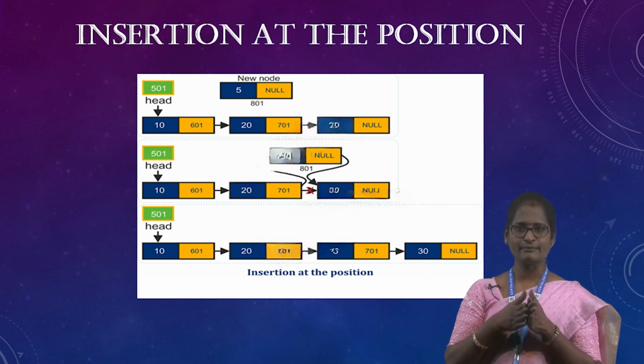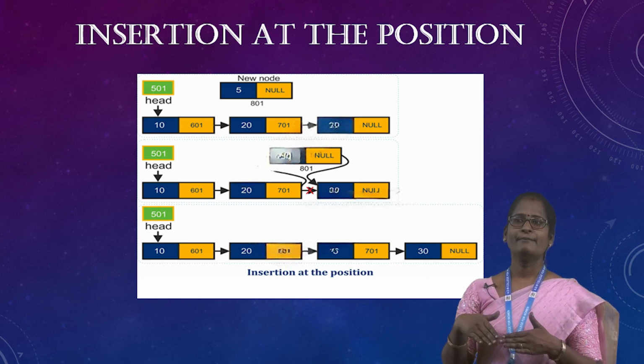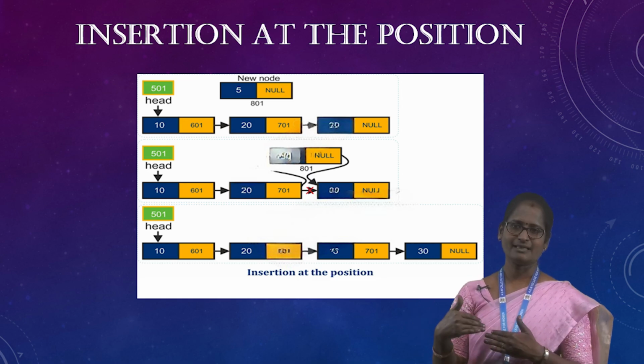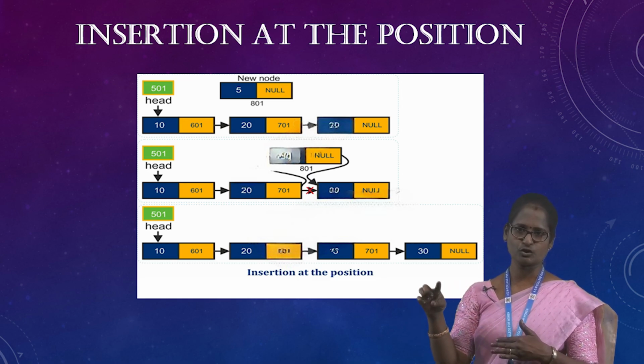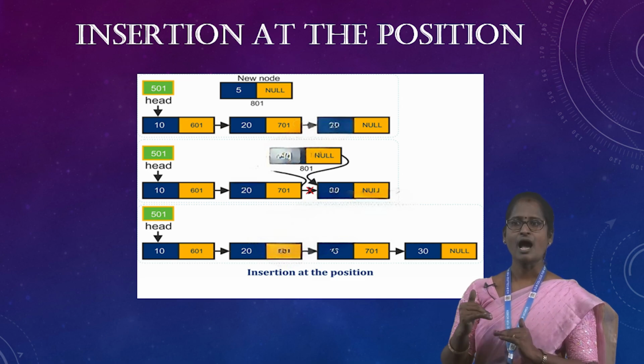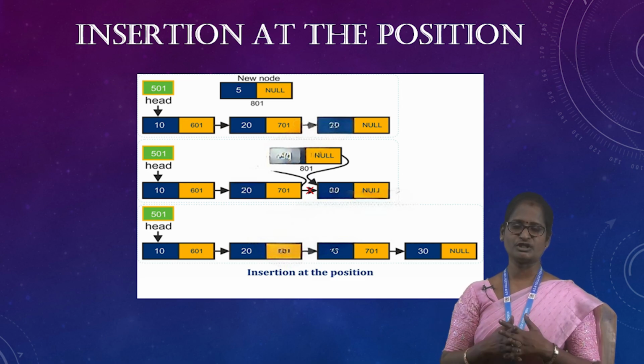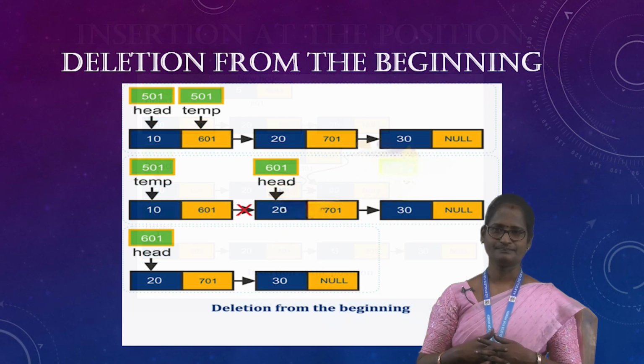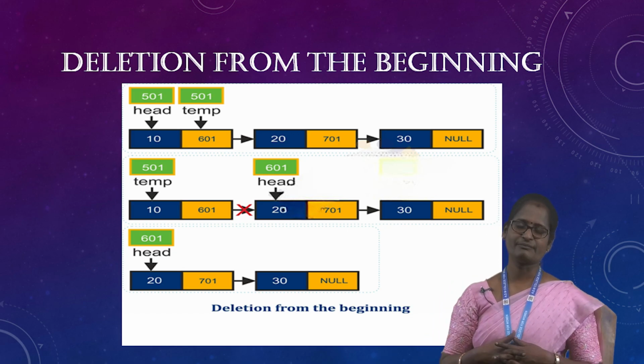If the list is empty or if the position is 1, make the new node the head. Otherwise, traverse to the given position node. The position node's next is updated to the new node, and the new node's next is updated to the position node.